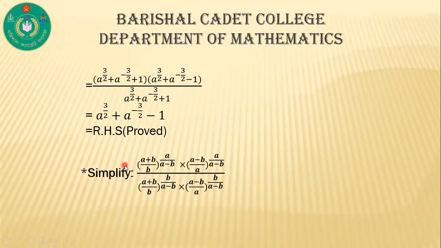Now another question. Simplify (a plus b by b) to the power a by a minus b into (a minus b by a) to the power a by a minus b, divided by (a plus b by b) to the power b by a minus b into (a minus b by a) to the power b by a minus b.